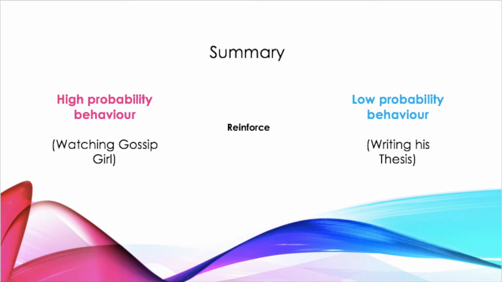In summary, the Premack principle involves the use of a high probability behavior, in our example, watching an episode of Gossip Girl, in order to reinforce a low probability behavior, which in our example was writing David's thesis.